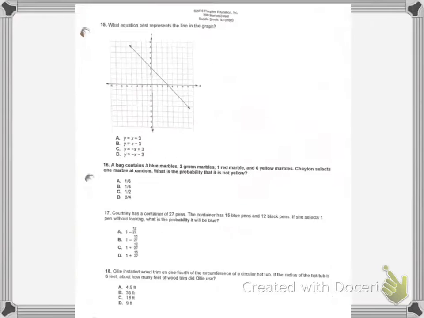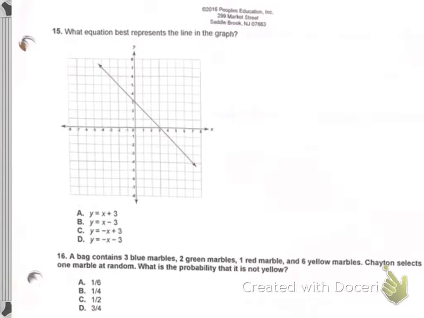Next page, more graphs. All right, number 15, which is actually number 14 on your paper. What equation best represents the line in the graph? Okay, so again, let's find our y-intercept, which is 3. And our slope, the line is going down 1 over 1. Okay, so that would actually be a negative slope, but we really haven't talked much about that. So let's just go ahead and just make our XY chart. And let's put in these points. So 0, 3, 1, 2.